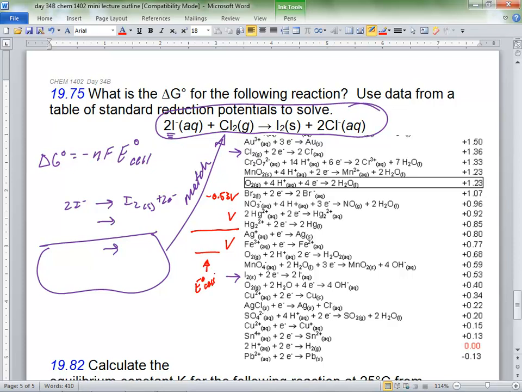The second one is what? 1.36. Everybody agree with that? That's 0.83. Thank you very much, Summer. Okay. So we have E0 cell. That F is always given to you: 96,485 coulombs per mole of electrons, right? Mr. Faraday's constant.